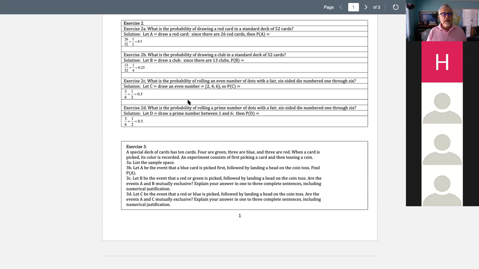So we've identified the 3 primes here, 2, 3, and 5. So there are 3 elements in the event D. And so we take the ratio 3/6 to get a half. Any questions about number 2?